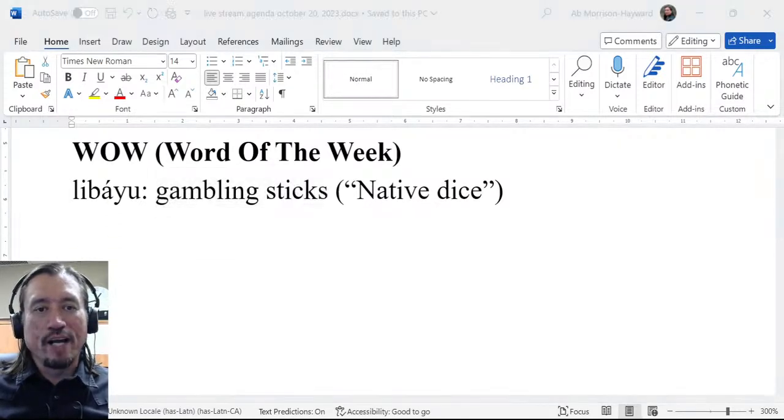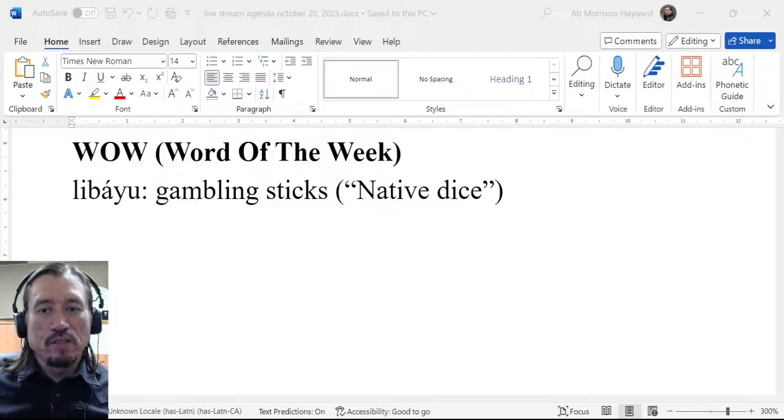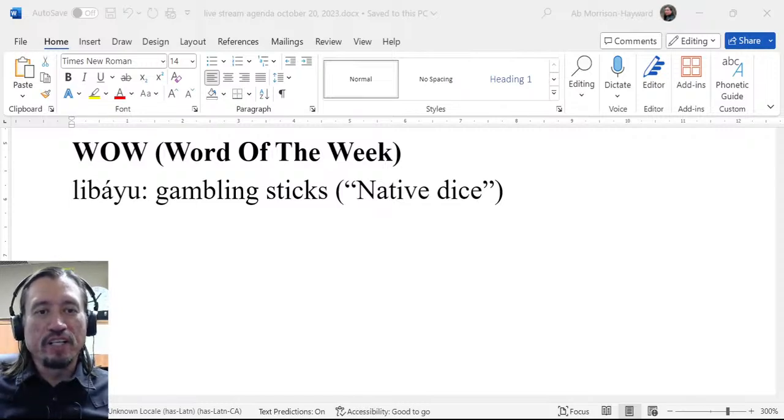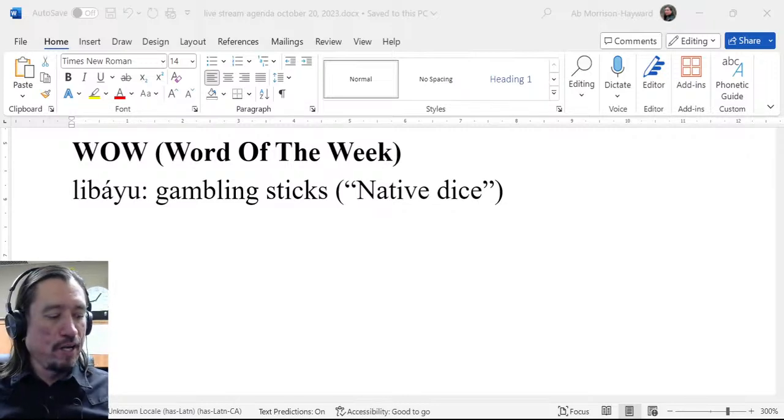And what happens is that you have 2 teams. There's sticks that are involved, and one side will have sticks. They'll have one in each hand, or bones. So one bone is marked. It has like a line on it. And the other bone is not. It's just plain. So someone from the other side, the other team, has to guess which hand the person has the marked bone in. That's lahal. And the sticks that they're used in the Haisla language are called libayu. So that is wow, the word of the week.